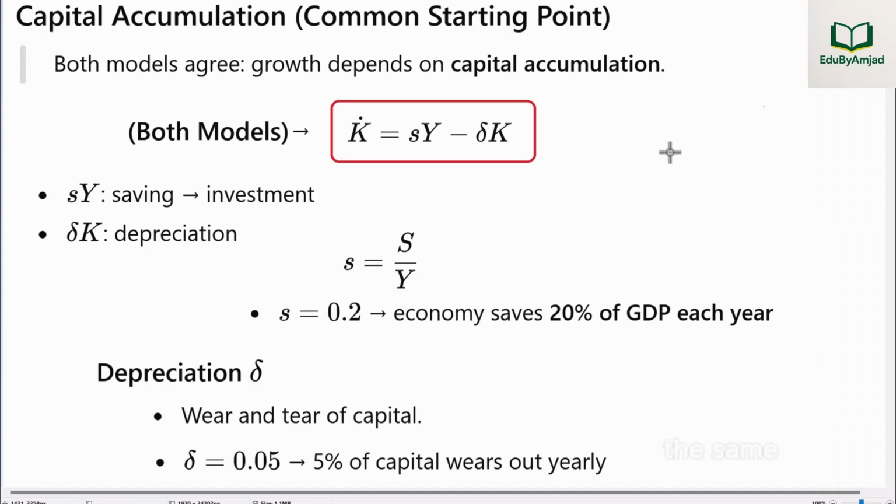The basic idea is the same in both models. Capital accumulation is central to economic growth. Capital increases through saving and investment, and decreases through depreciation. The change in capital equals saving times output, minus depreciation of the existing capital stock. Up to this point, both models are identical. From this common starting point, however, the two models diverge sharply, because they explain economic growth using very different mechanisms.